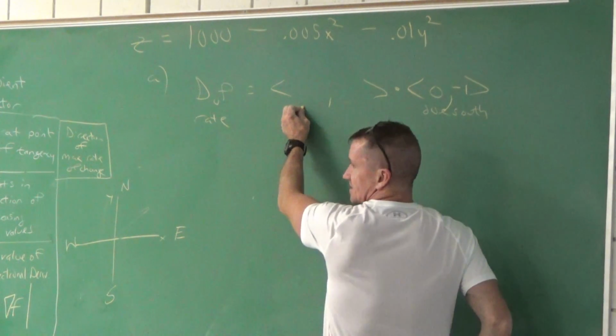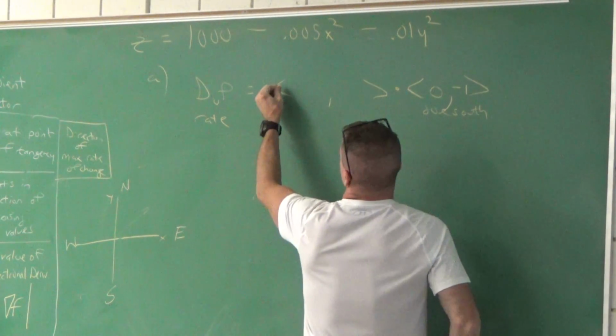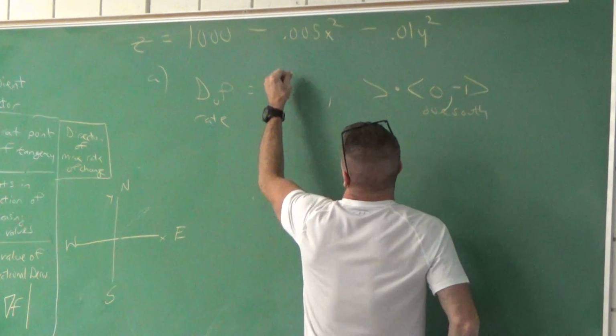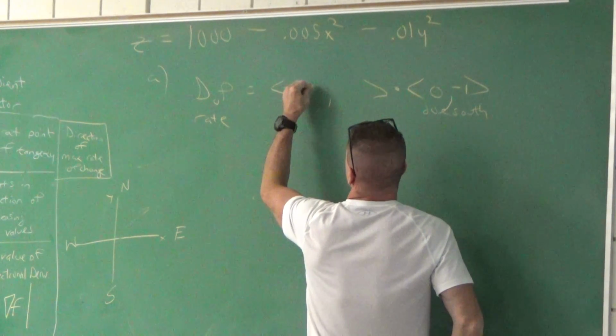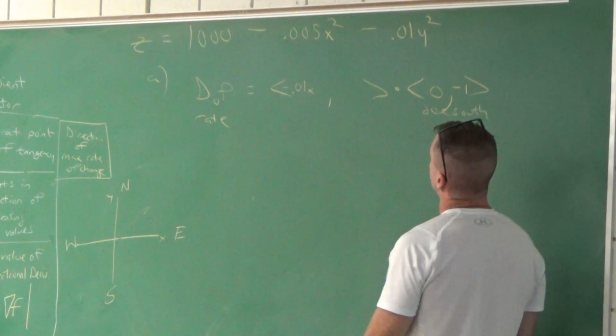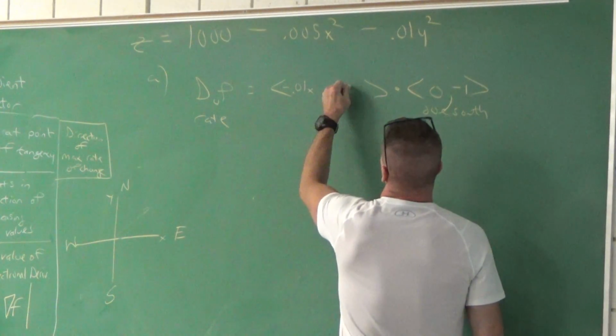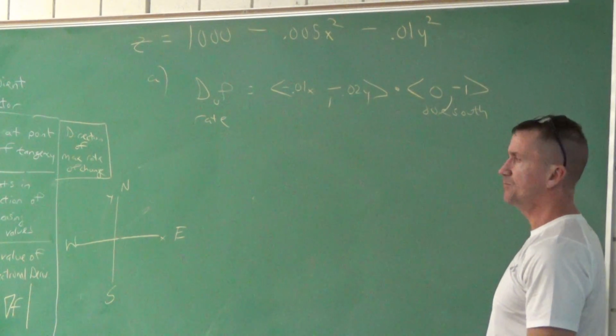What goes here? This is called the gradient. What's fx, the derivative with respect to x? Negative 0.01x. Will that work? Negative 0.01x. What's fy? Negative 0.02y. Yep.